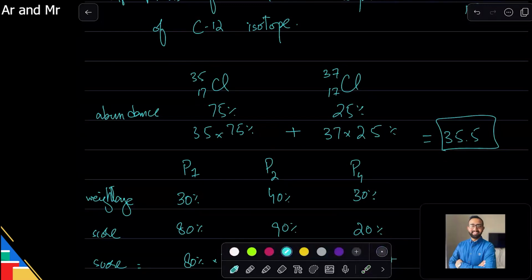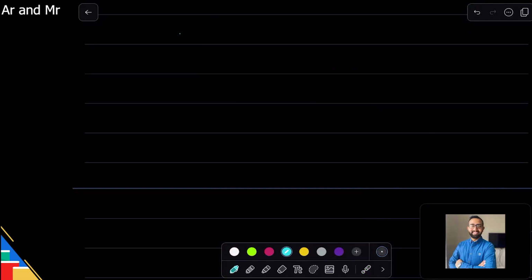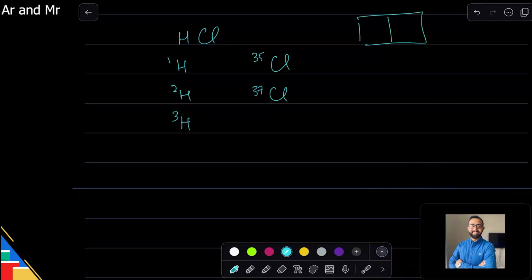So for example, why is this useful? Let's say I had HCl. Now HCl has many isotopes in there. Hydrogen comes in hydrogen 1, hydrogen 2, and hydrogen 3. There's 3 isotopes of hydrogen. Chlorine comes in chlorine 35 and chlorine 37. Now let's see how many different combinations of HCl I can make. I'm going to use a slot method for this one. So let's say my first slot is for hydrogen, second slot is for chlorine.